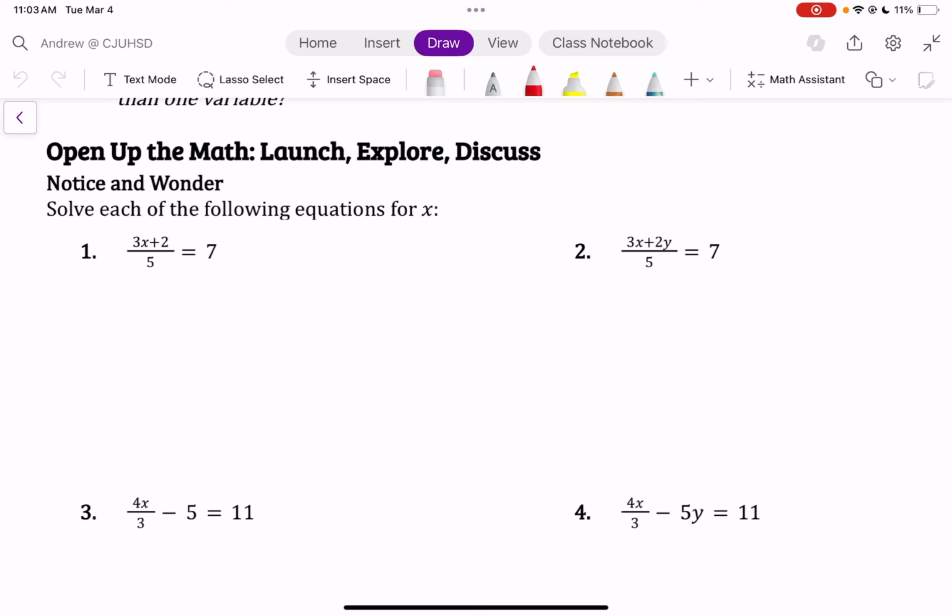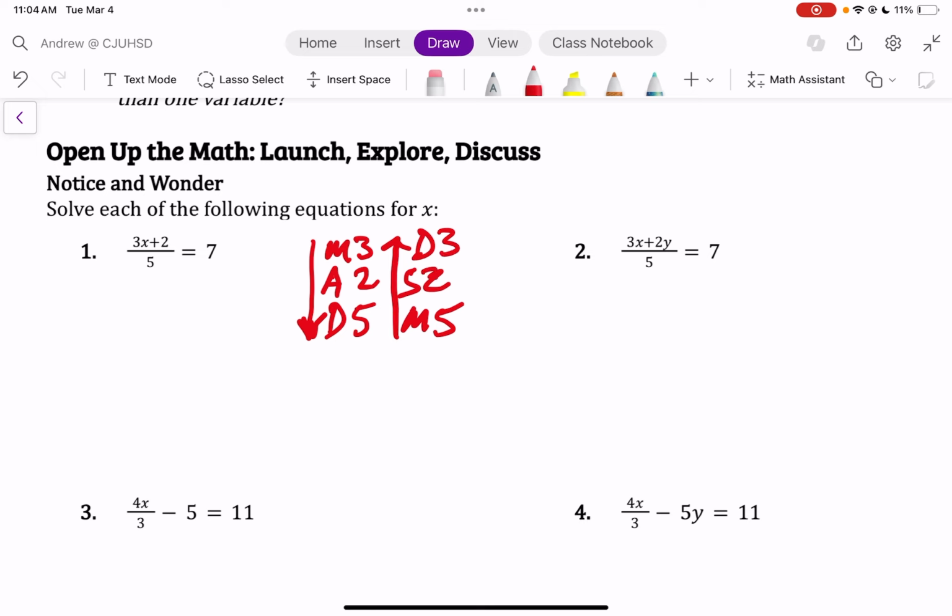So if we think about the steps in number 1, first x gets multiplied by 3, then it gets added by 2, then it gets divided by 5. So that's how x is packed up. We're going to go the opposite direction. We're going to do the opposite of dividing by 5, which is multiplying by 5. The opposite of adding 2, which is subtracting 2. And the opposite of multiplying by 3, which is dividing by 3.